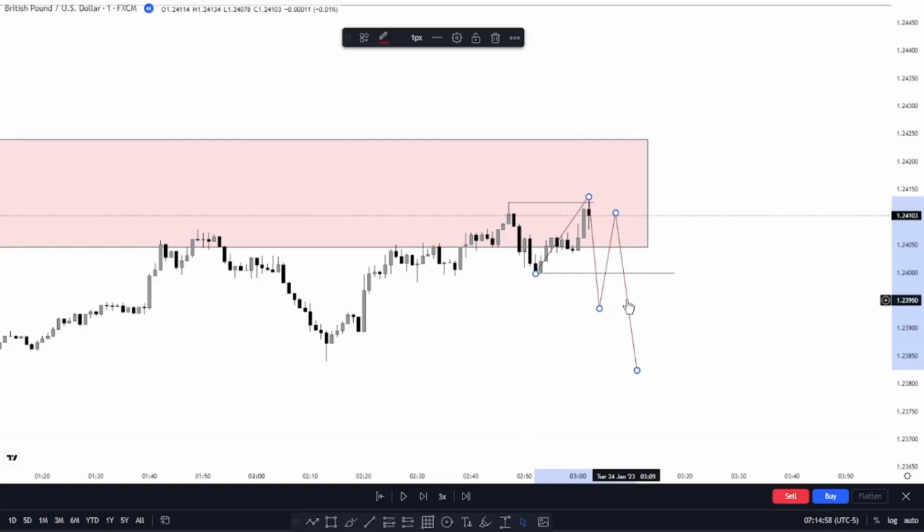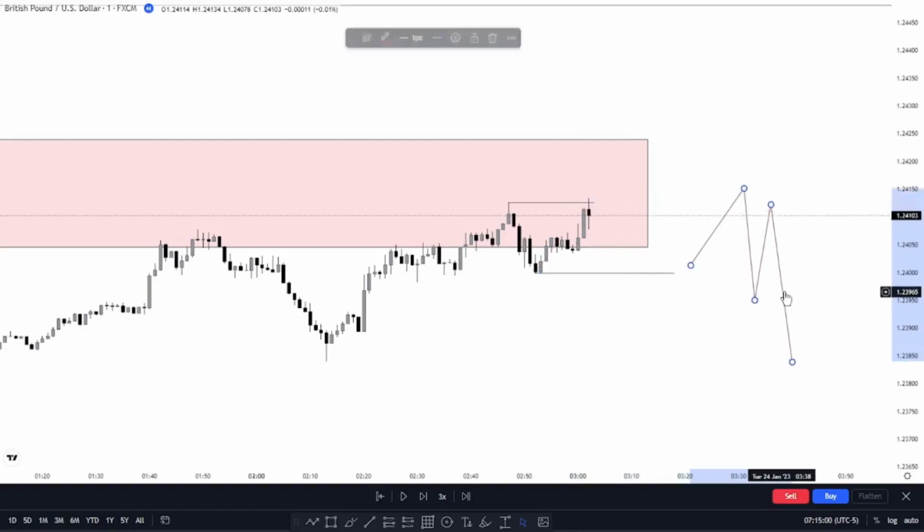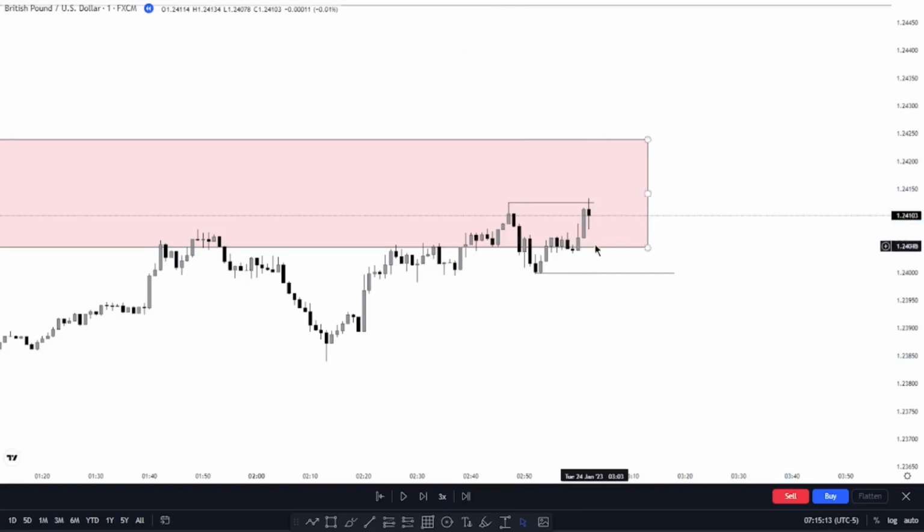Take a look at this diagram. Is it not different from the first one I showed to you? Very different, of course. All right, it is different from the first one I showed to you. This one doesn't need to take out any liquidity. It has to go straight up and mitigate this OB here.